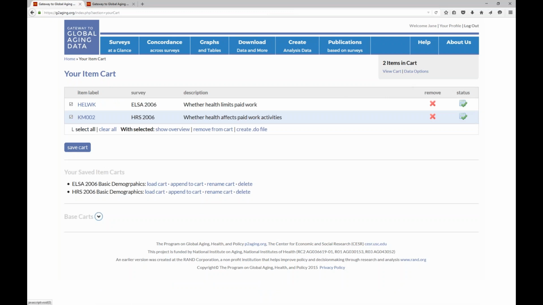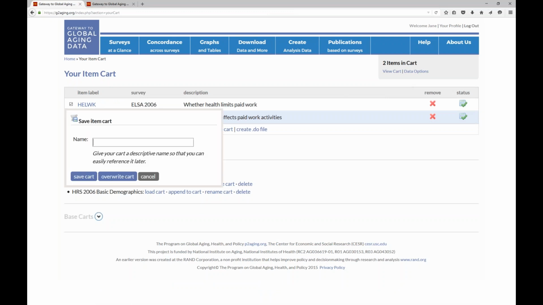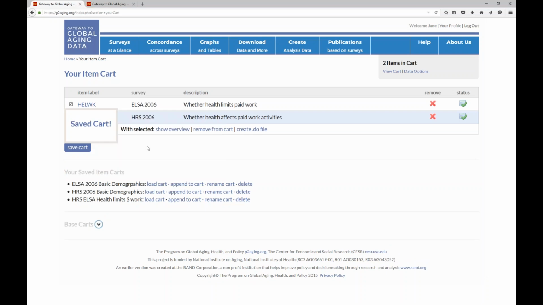At any time, you can save a cart. So say we could call this HRS ELSA health limits paid work. I can save this, and as soon as I've saved it, I can come back to this anytime. So if I want to look at something else later on, that's absolutely fine. And I've also got some other saved carts which might be applicable here. So I've got this ELSA 2006 basic demographic carts that I made before. So let's add this into our current cart. We can do that with append to cart.